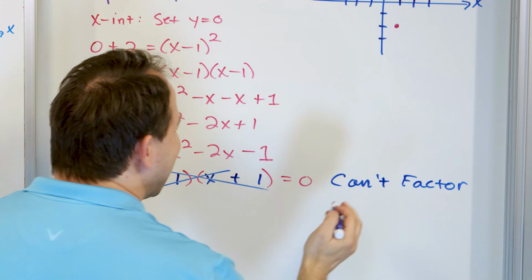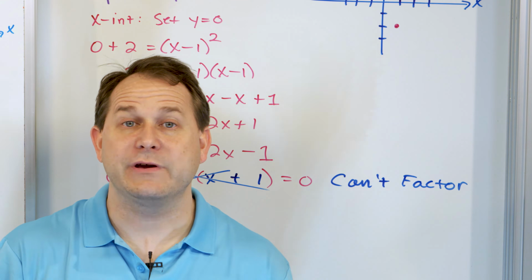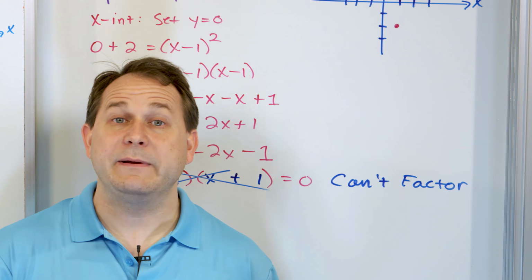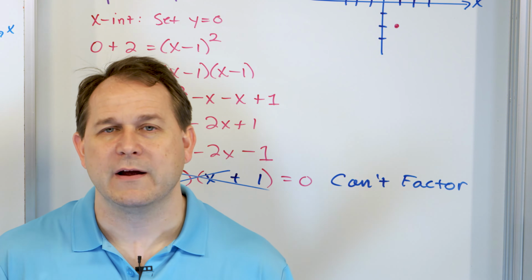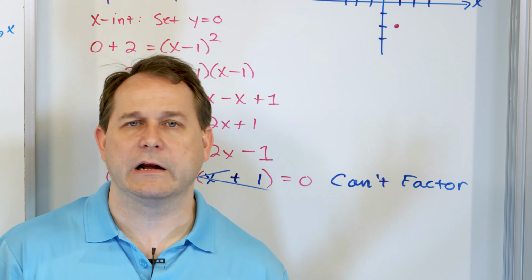I mean, most of the time, honestly, in real life, you get a quadratic like that and you can't factor it. But it doesn't mean it doesn't have solutions. It just means it doesn't have solutions that are whole numbers. So because you can't factor, it doesn't mean you give up. It just means you think, okay, how else can I solve it?